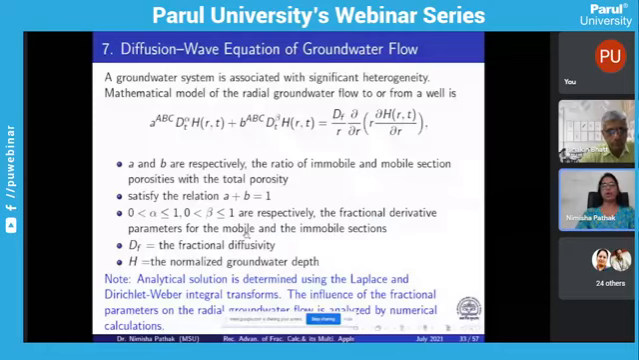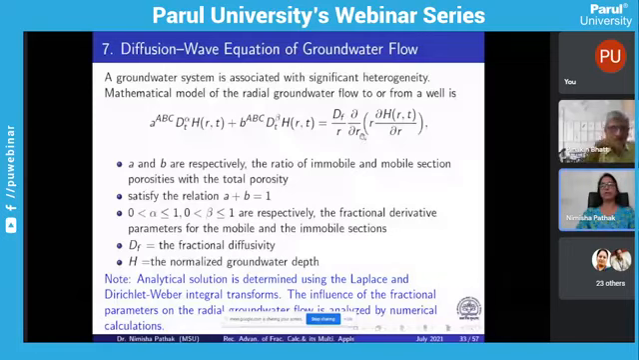So the formulas for the Laplace transform technique are very well developed. Even Fourier transforms are also very well developed for most of the fractional derivatives, because they are useful to get the analytical solution. In this particular model, the analytical solution is determined using Laplace and Dirichlet-Weber integral transforms. The influence of the fractional parameters on radial groundwater flow is analyzed by numerical calculations. Again, you notice that this is a fractional partial differential equation.